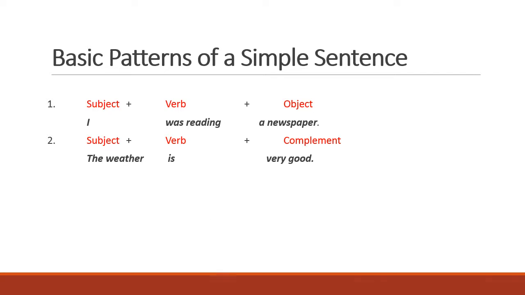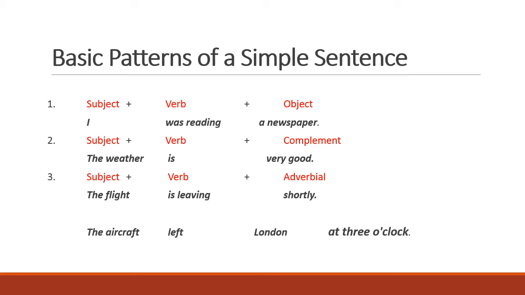Another pattern of a simple sentence is something like this. The flight is leaving shortly. Here we have a subject, then we have a verb, is leaving, and then we have an adverbial or an adverb, shortly. So an adverbial could mean an adverb, a prepositional phrase, or even a noun phrase. One other pattern could be something like this. The aircraft left London at 3 o'clock. Here we have a subject, and then we have a verb, we have an object too, and again we can have an adverbial.